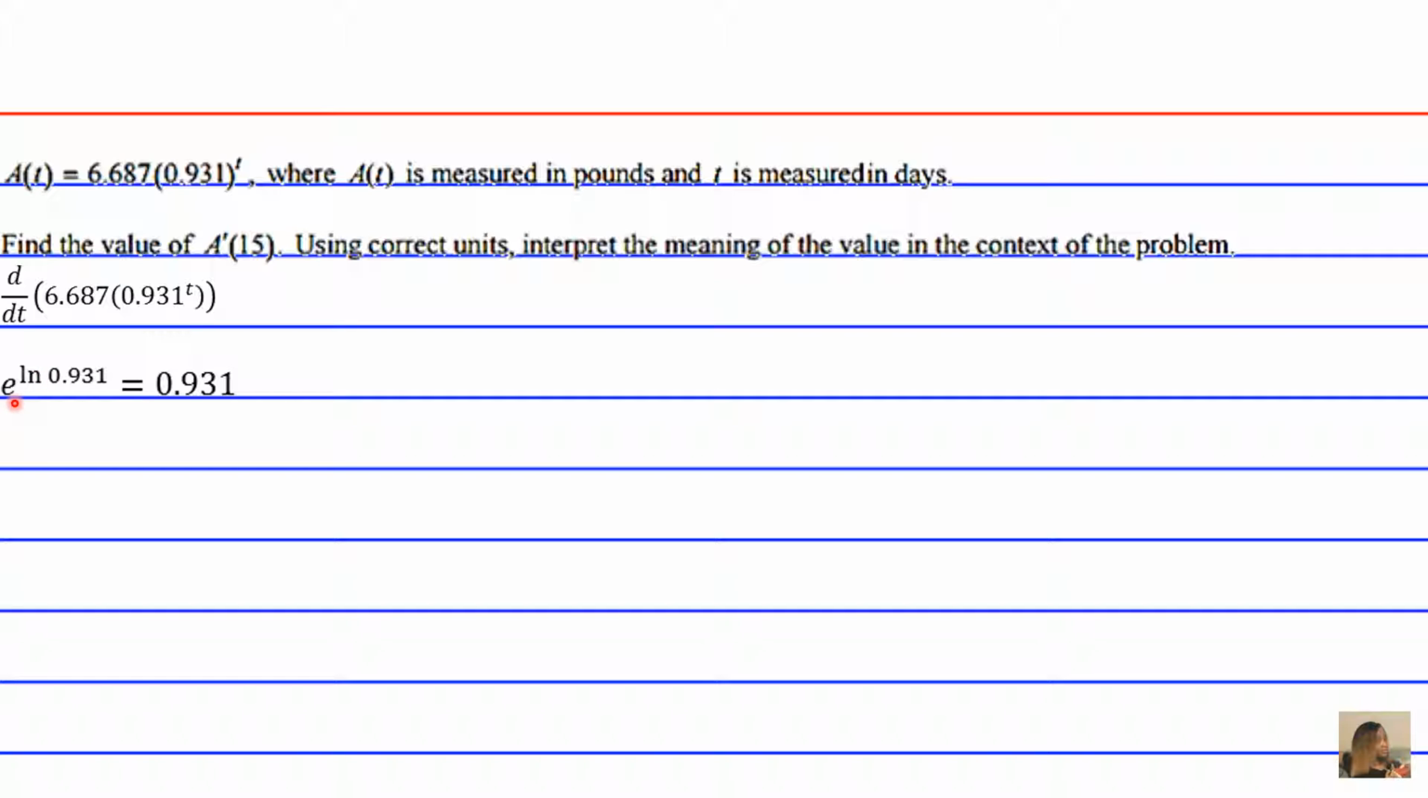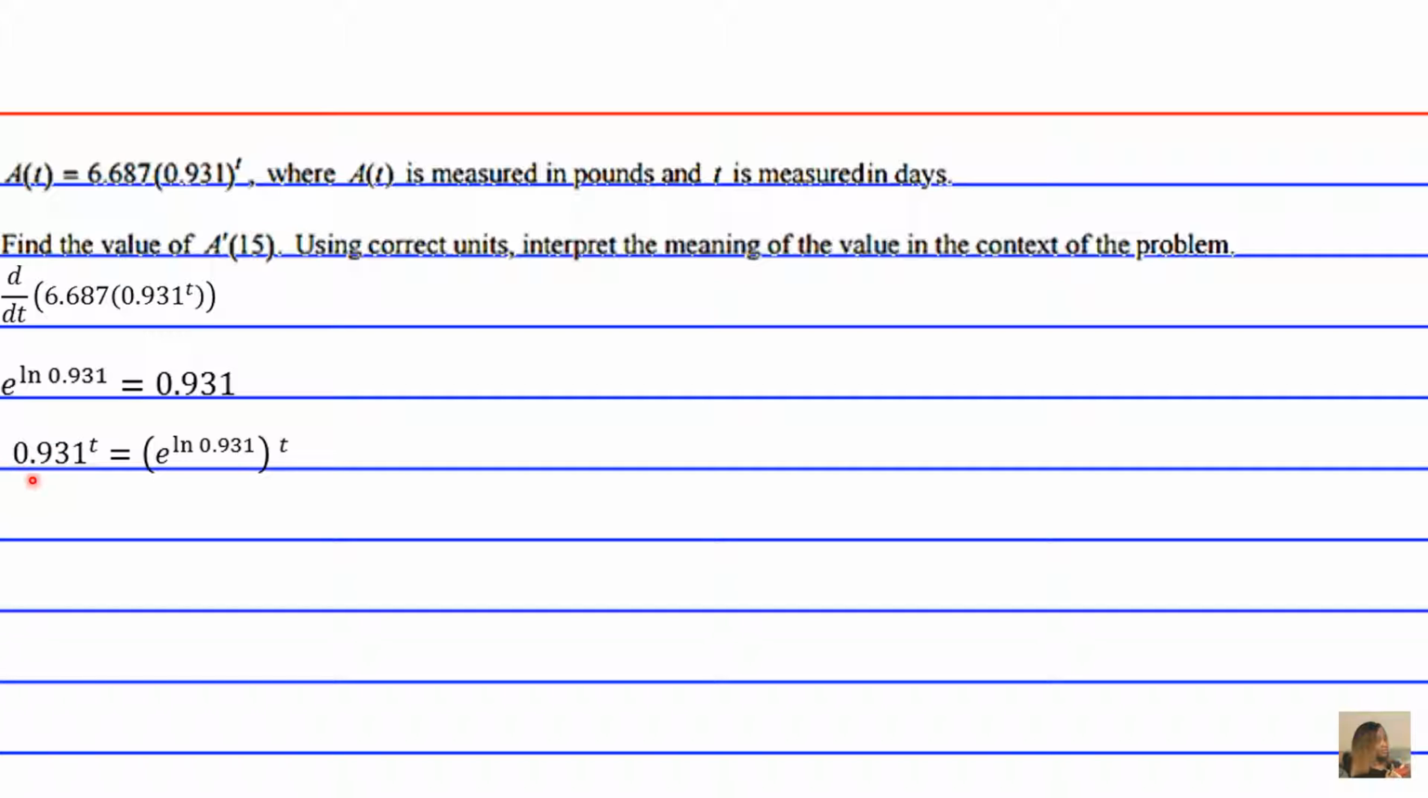And we know that e raised to the natural log of 0.931 is just 0.931, because the natural log of 0.931 is saying which power you have to raise e to in order to get 0.931. So when we raise e to this, it just undoes the natural log. Essentially, algebraically, we didn't do anything. Okay, but just bear with me.